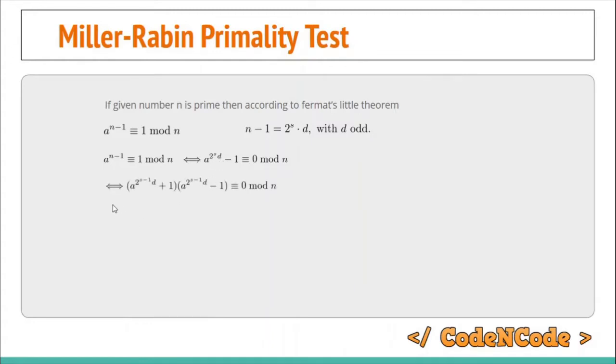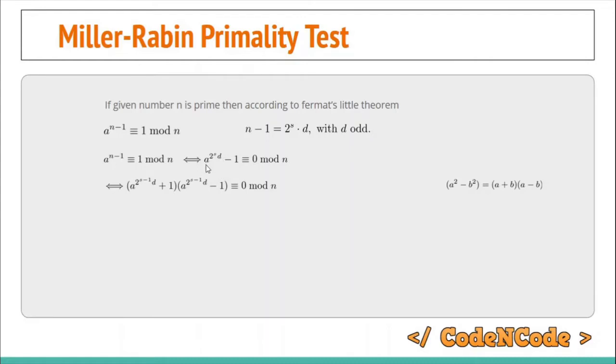Now this can be written down as, if I consider this whole thing as a and this whole thing as b, using the identity x square minus y square. Basically, using this identity, a square minus b square can be written as a plus b times a minus b. Basically, the sum of their square roots times the difference of their square roots, right? So this is exactly what we are doing here. Here, a raised to power 2 raised to power s times d, minus 1, can be written as the addition of the square roots of both terms times the subtraction of the square roots of both terms.